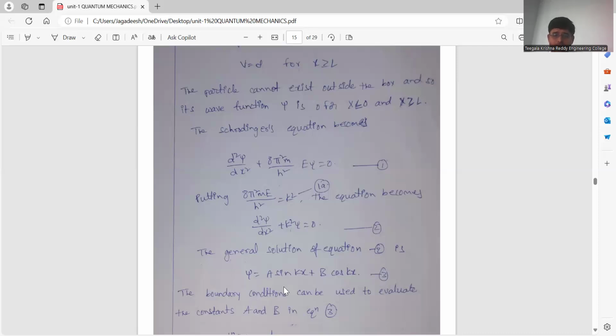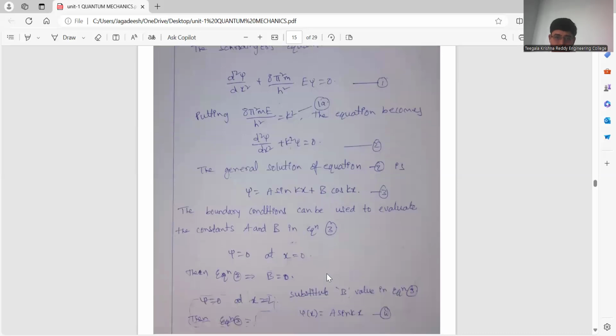The general solution of equation 2 is, what is the general solution? Write the equation 2 having the general solution ψ = A sin kx + B cos kx. That is the general solution of equation 3. Now, the boundary conditions can be used to evaluate the constants A and B in equation 3.